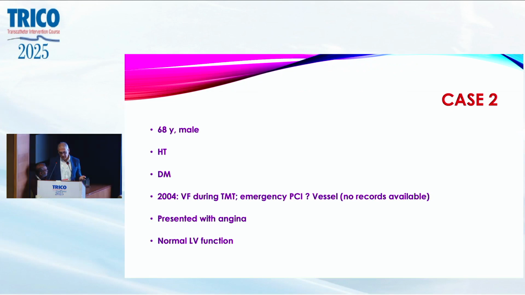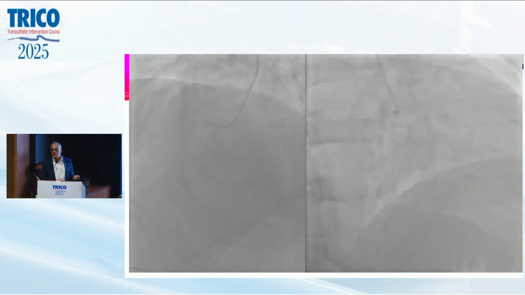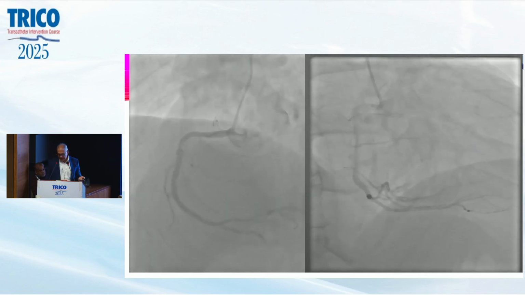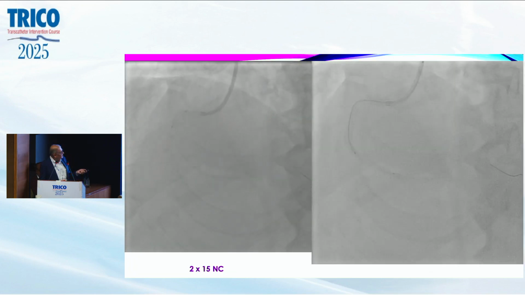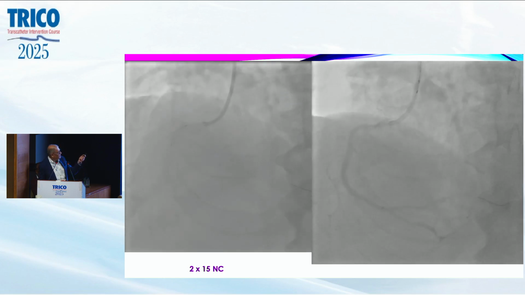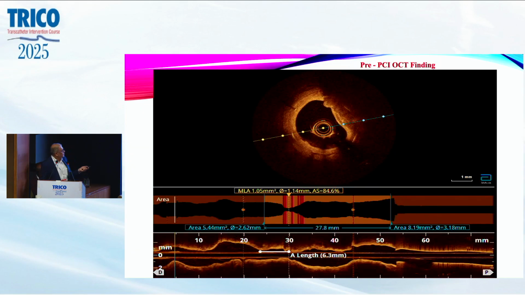This one is a 68-year-old man who had a right coronary artery lesion, a very typical location. You see it's a very tight lesion there, with a lot of calcium. I just did a trial dilatation with the 2.5 NC, and once that passed I could do an OCT.